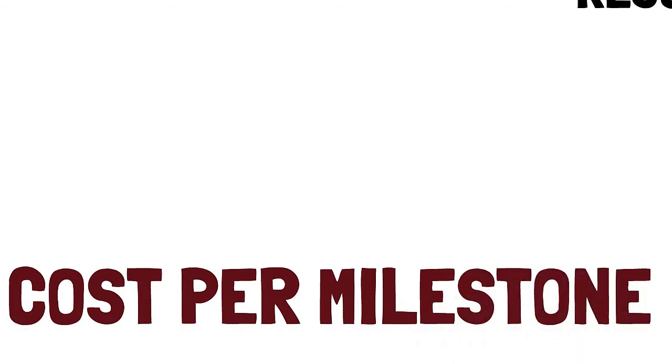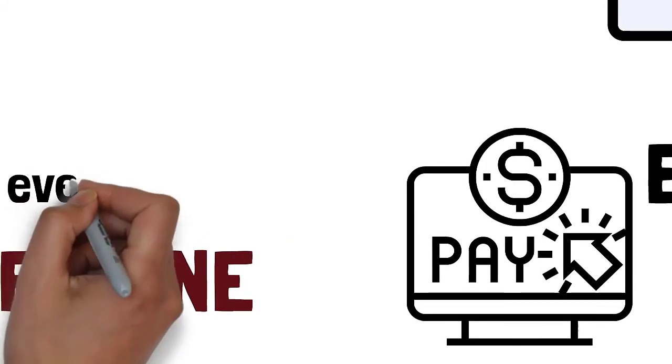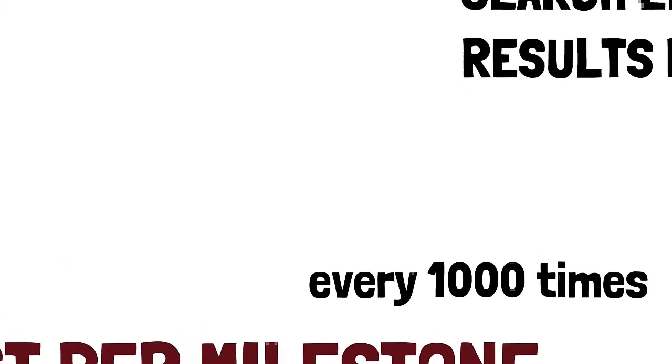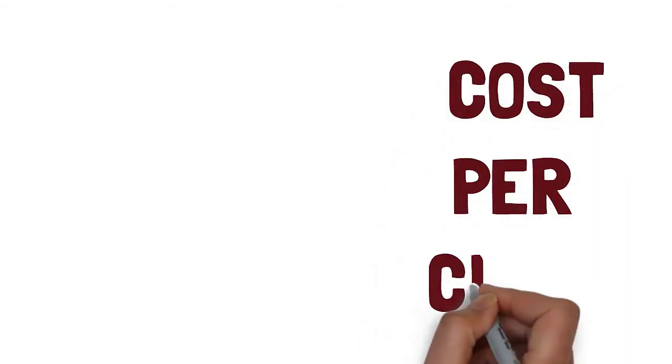Cost per mille, CPM, or 1,000 impressions. Here, the advertisers pay for every 1,000 times the advert loads on the publisher's web page. CPM rates for rich media adverts are higher than standard media adverts.